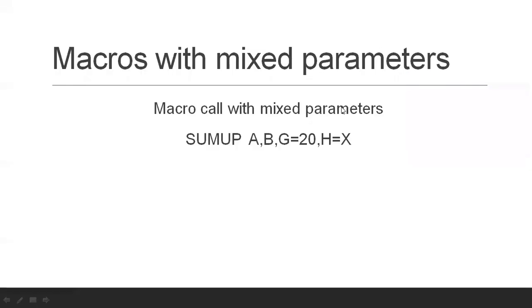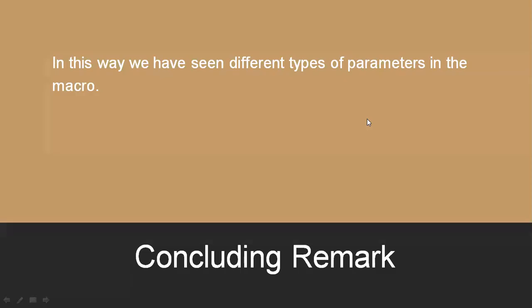Next is macros with mixed parameters. Macros with mixed parameters is a combination of positional as well as keyword. So whatever we learned in positional, that the order matters, and whatever we learned in keyword, that order will not matter at all, values will be given directly to the formal parameters. So this combination is called macros with mixed parameters. So in this way, we have seen different types of parameters in the macro.